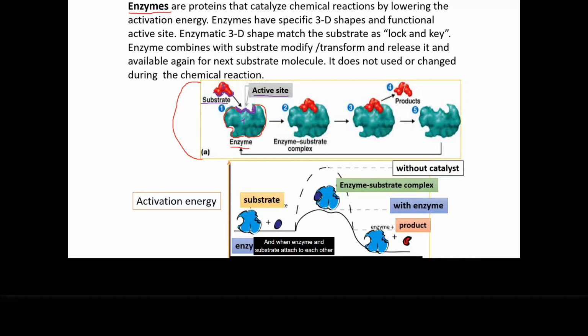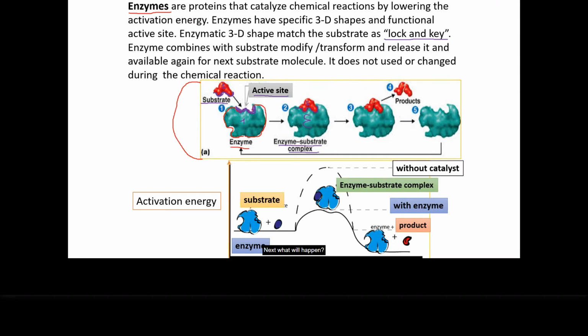And when the enzyme and substrate attach to each other, like in here, they make the enzyme substrate complex. Now we have both this substrate and the enzyme attached together in the complex. And the mechanism by which they attach to each other is called the lock and key mechanism. It means that they both have this perfect 3D shape, and only one substrate can fit in the active site of this one enzyme. It's very specific.